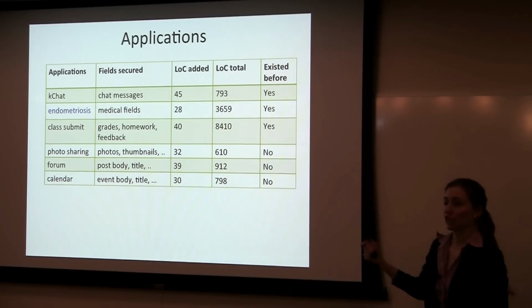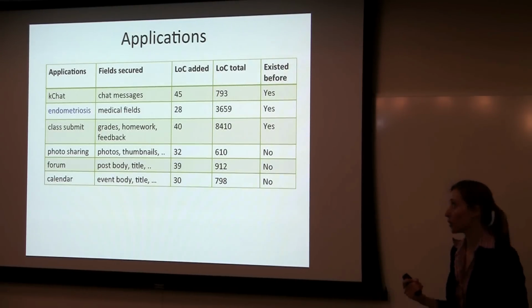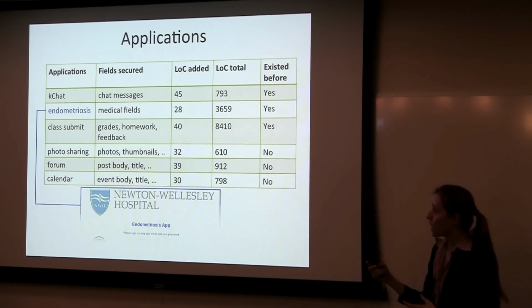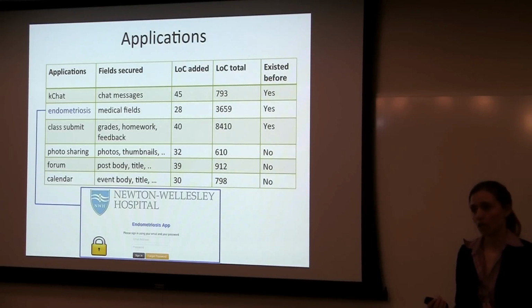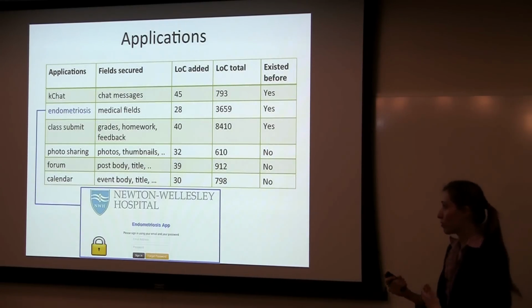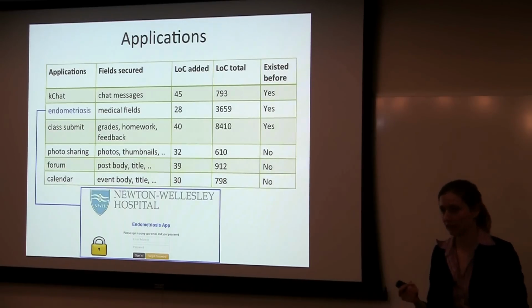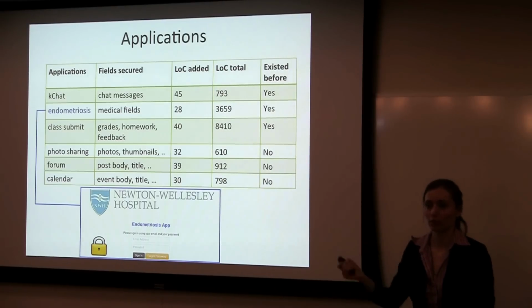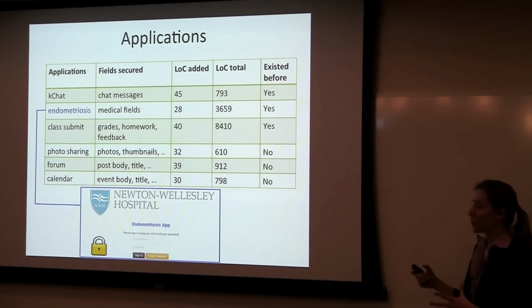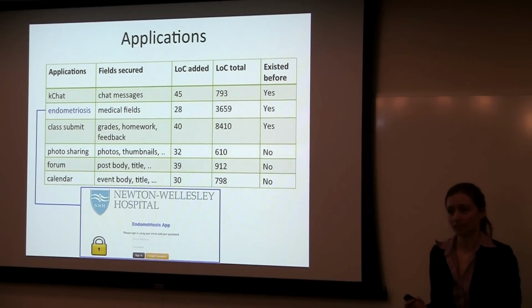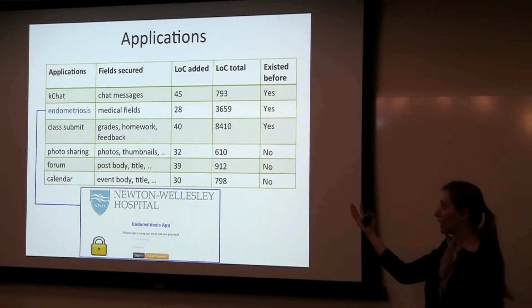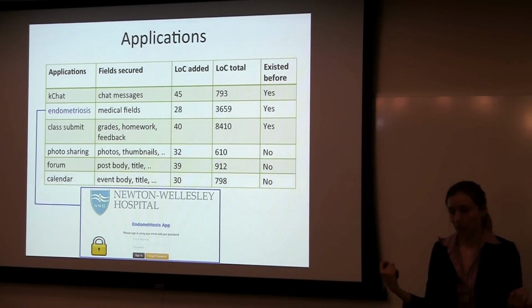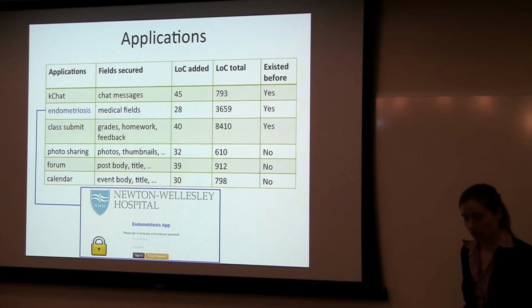So for example, a chat application is the one we talked about, where you want to secure messages. Then we looked at the endometriosis application, which is actually a medical application, having information about patients that suffer from the disease endometriosis. And it's actually right now deployed by Newton Wellesley Hospital, and it runs with Mylar. And in here, you obviously want to secure a lot of medical fields. Then we looked at the class submit website, where you want to hide grades, homework, feedback, then photo sharing, where you hide photos, and so forth.